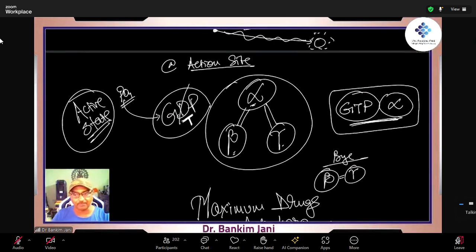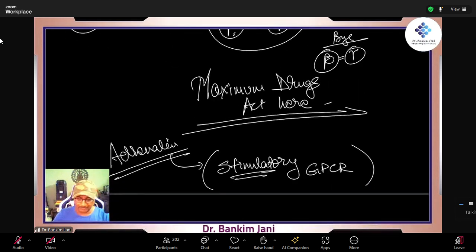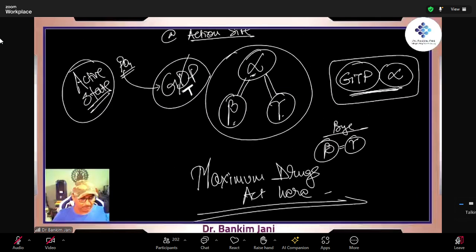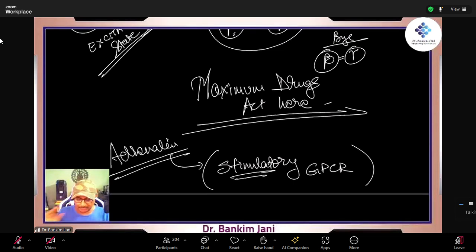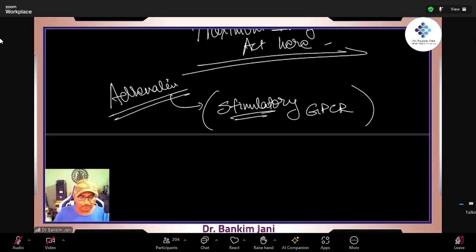Now, GTP and alpha. This GTP-alpha thinks it will do business. Now, this is the excitatory state, the active state. Many times you'll be using this word, excitatory state. Money has come. So it comes over here, and all of this was because of the adrenaline.